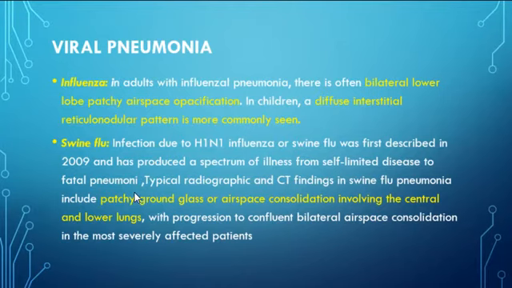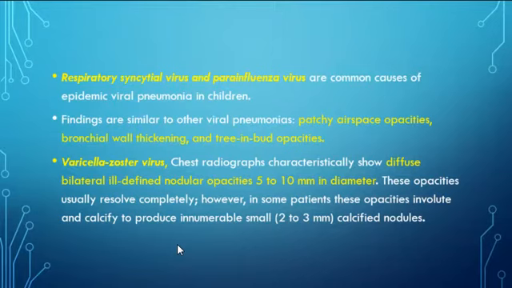Typical radiographic and CT findings in swine flu pneumonia include patchy ground glass or airspace consolidation involving the central and lower lungs, with progression to confluent bilateral airspace consolidation in the most severely affected patients. Respiratory syncytial virus and parainfluenza virus are common causes of epidemic viral pneumonia in children. Findings are similar to other viral pneumonias, meaning patchy airspace opacities, bronchial wall thickening, and tree-in-bud opacities.